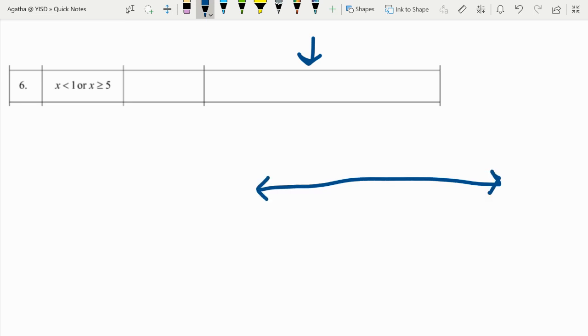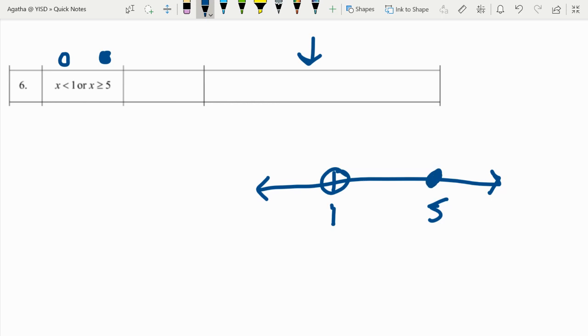And notice that the numbers we have are 1 and 5. So that means I'm going to make sure I include those numbers on my number line. So let's say I have 1 here and 5 is somewhere over here. I know that according to this, I have an open circle on this one because there's no line underneath the inequality symbol. So there's my open circle right there. And this one is a closed circle because it does have the line. So I'm going to put a closed circle on that one.